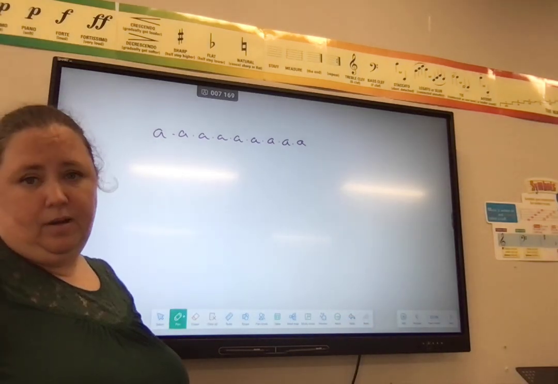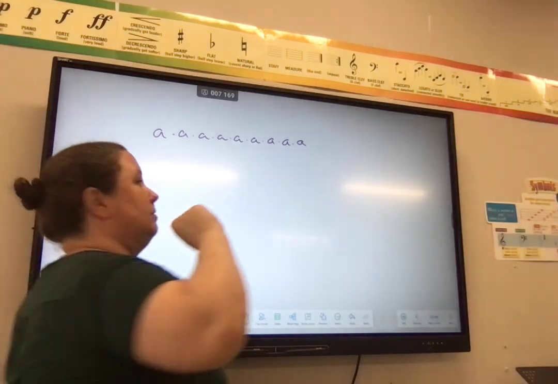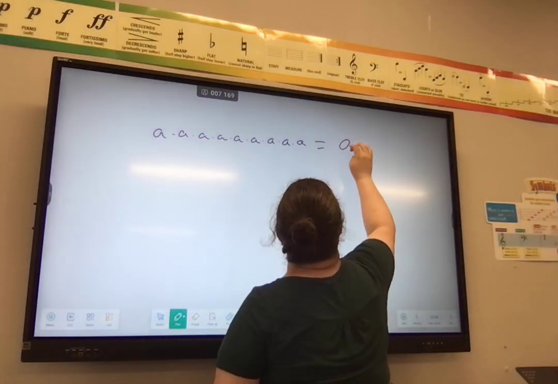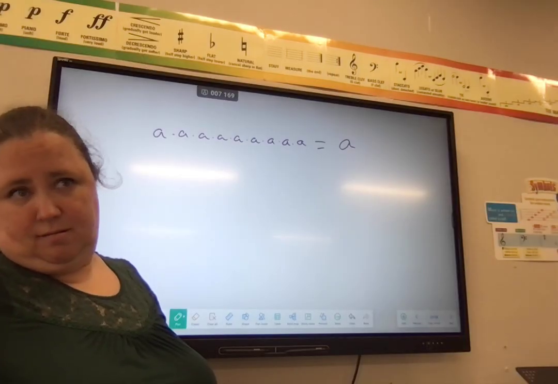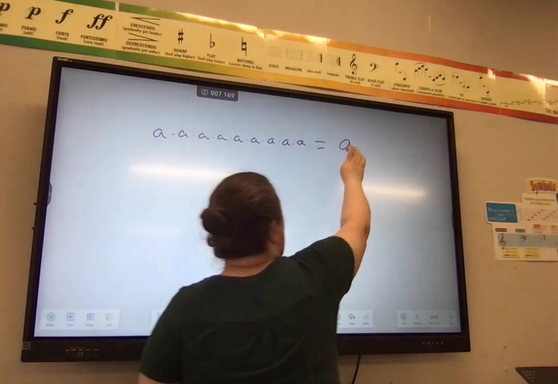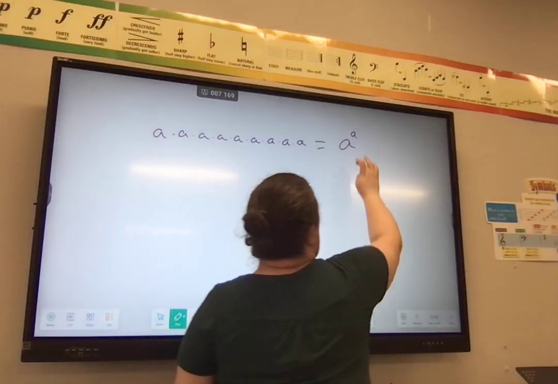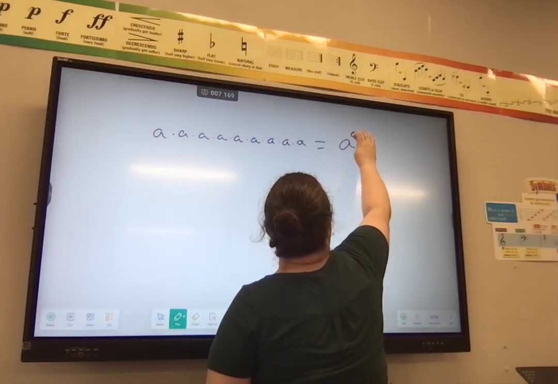All right. What is my base number? A. Very good. What is my exponent? How many A's are there? 9. A to the power of 9. That looks like an A. A to the power of 9.